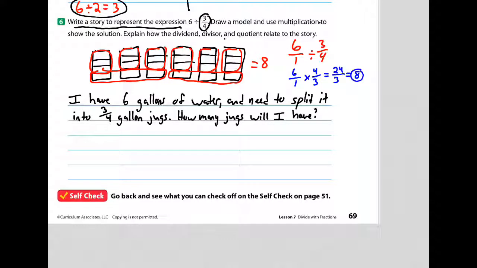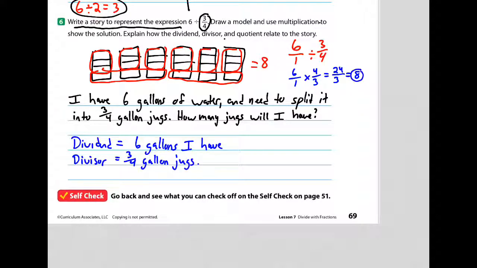So explain how the dividend, divisor, and quotient relate to the story. All right, so let me think. The dividend is 6. That's the number you divide. So it's 6 gallons I have. I'm dividing it into 3/4. So that's the divisor. Whatever you divide by is the divisor. So the 3/4 gallon jugs. And my quotient is my answer. So the quotient was 8. So I can get 8 jugs from 6 gallons.